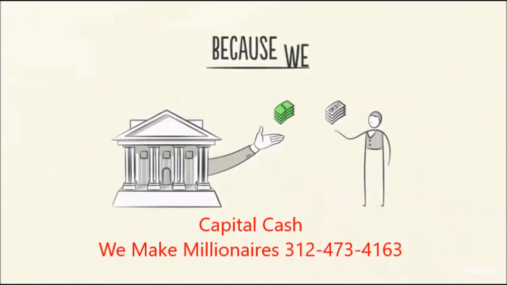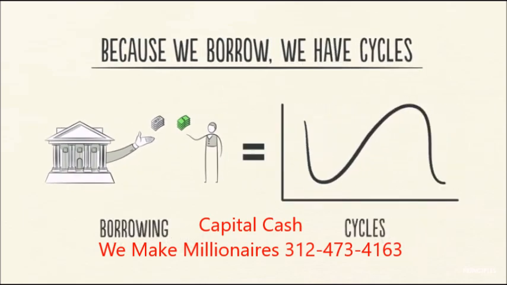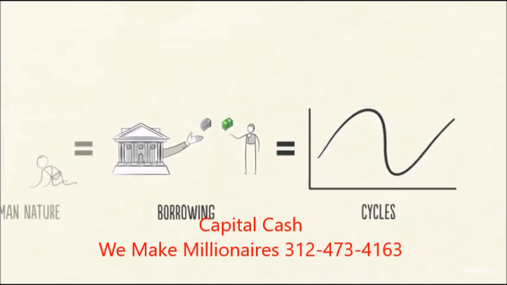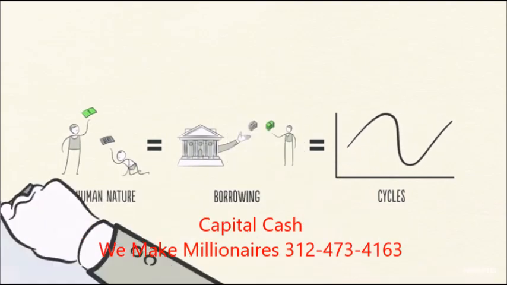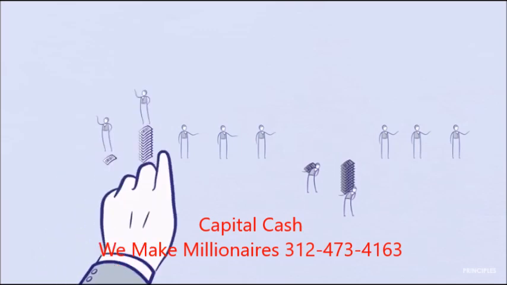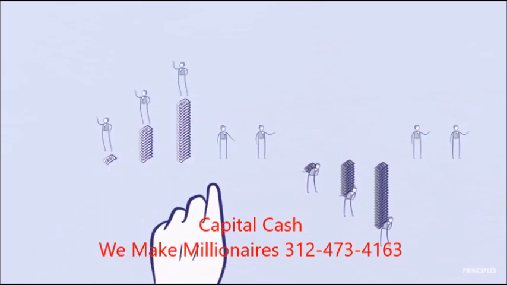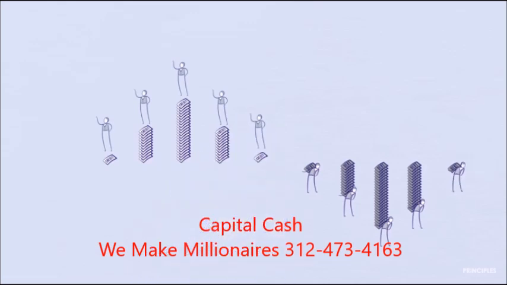But because we borrow, we have cycles. This isn't due to any laws or regulations. It's due to human nature and the way that credit works. Think of borrowing as simply a way of pulling spending forward. In order to buy something you can't afford, you need to spend more than you make. To do this, you essentially need to borrow from your future self.